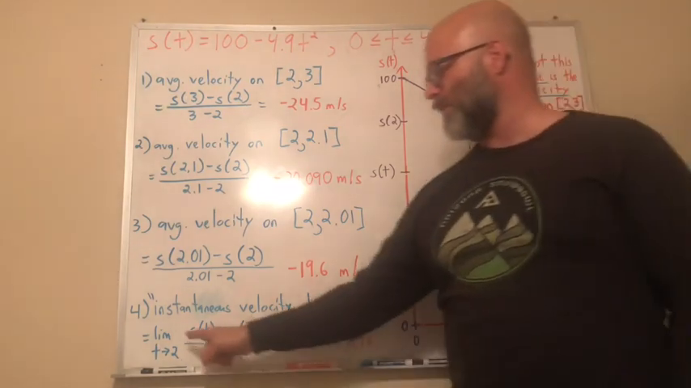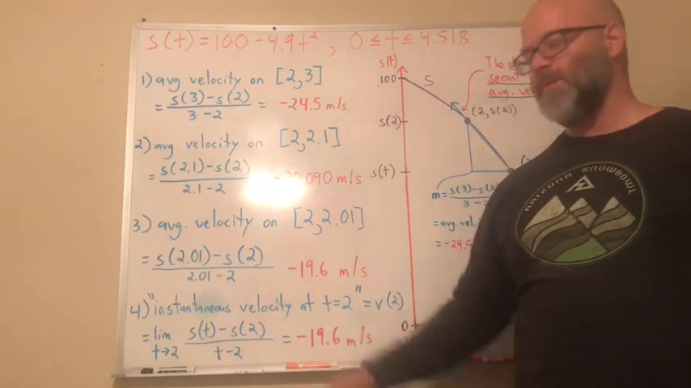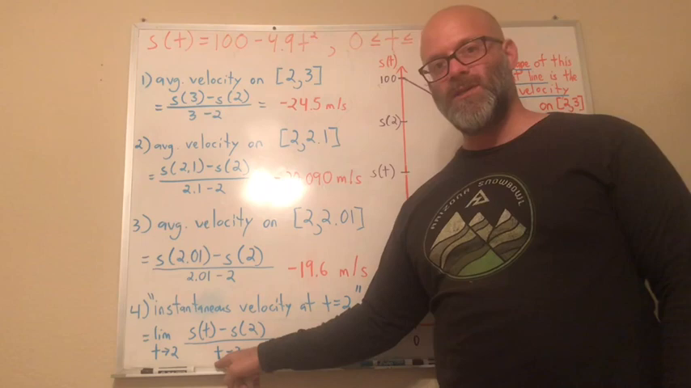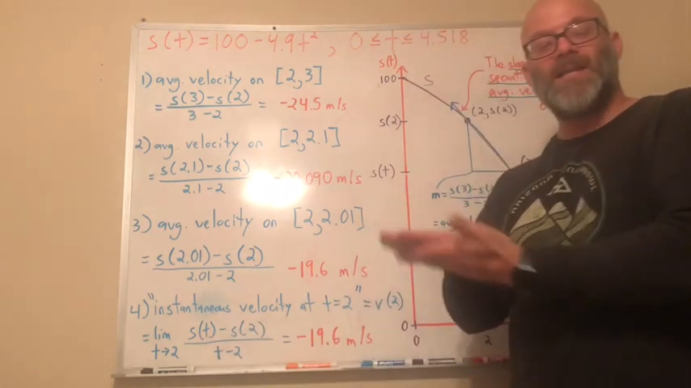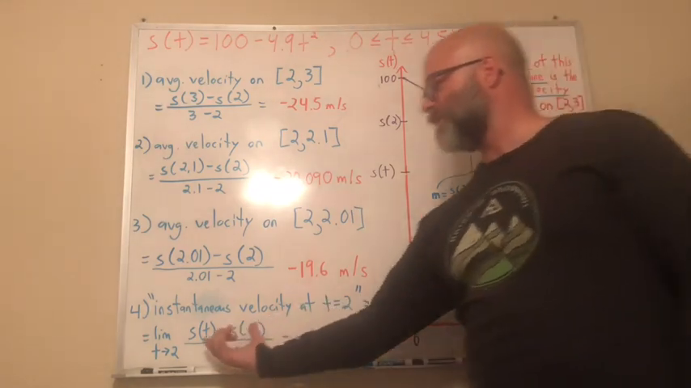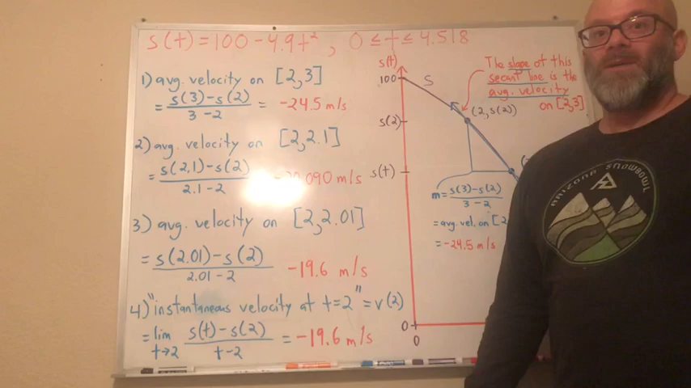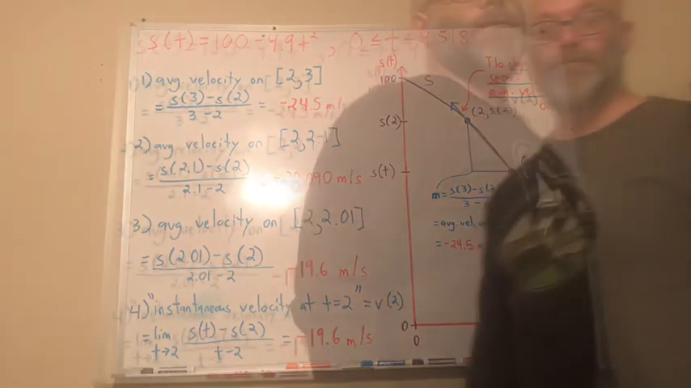Limits. So here I just go the limit as t approaches 2 of s of t minus s of 2 over t minus 2. And what does this do? This is telling you t is getting infinitely close to 2, and s of t is going to get infinitely close to s of 2. This effectively brings the 2 points together and takes their slope, and that is going to be the instantaneous velocity at time t equals 2.